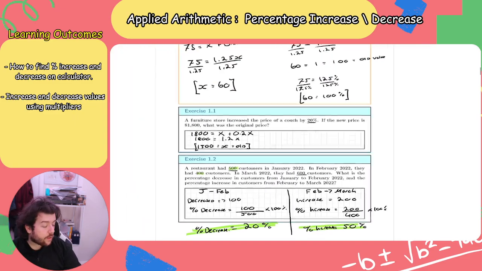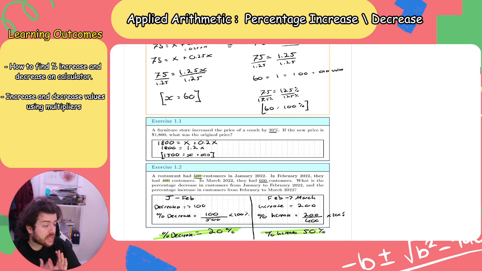In the next video, we're going to be looking at profit percentages, margin, markup, etc., and VAT.